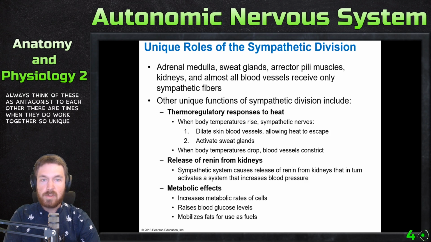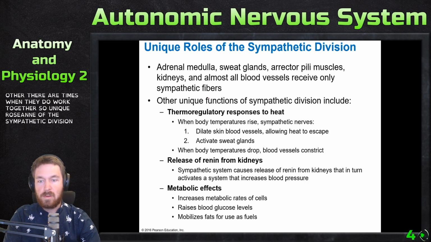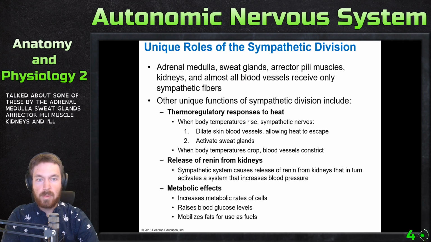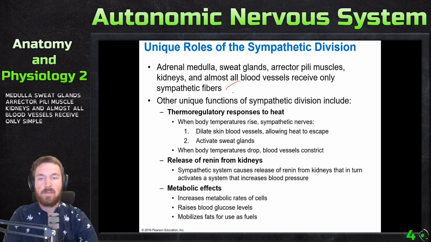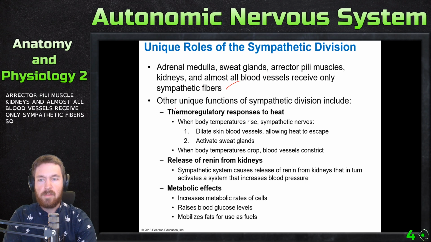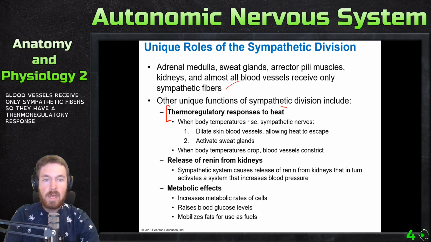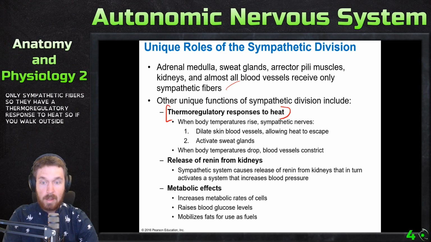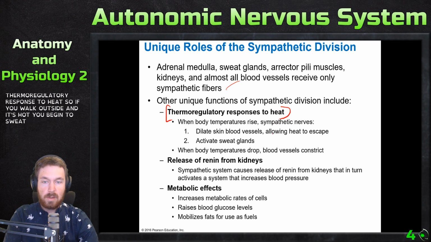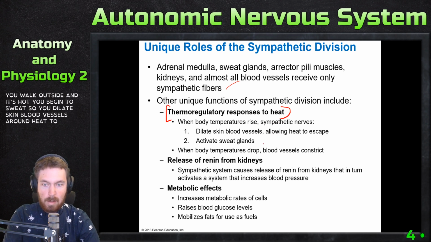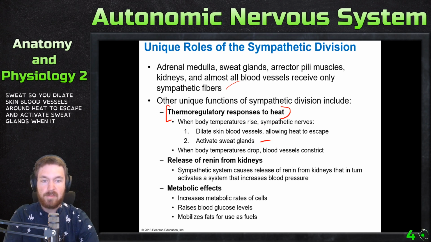So, unique roles of the sympathetic division. We talked about some of these, but the adrenal medulla, sweat glands, arrector pili muscles, kidneys, and almost all blood vessels receive only sympathetic fibers. They have a thermoregulatory response to heat. So if you walk outside and it's hot, you begin to sweat. You dilate skin blood vessels, allowing heat to escape, and activate sweat glands. When it drops, vessels constrict, and you might begin shivering.